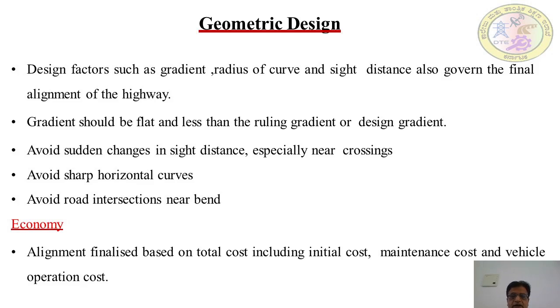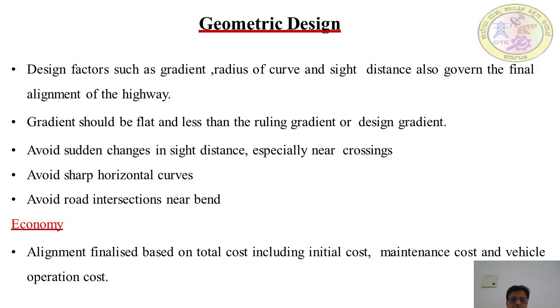Gradient should be flat and less than the ruling gradient or design gradient. Avoid sudden changes in the sight distances, especially near the crossing. The hairpin bend, 90-degree bend, all those types of structures or such alignment should be avoided. Avoid sharp horizontal curves. Avoid road intersections near the bend. Whenever you are designing a highway, you need to consider these factors.